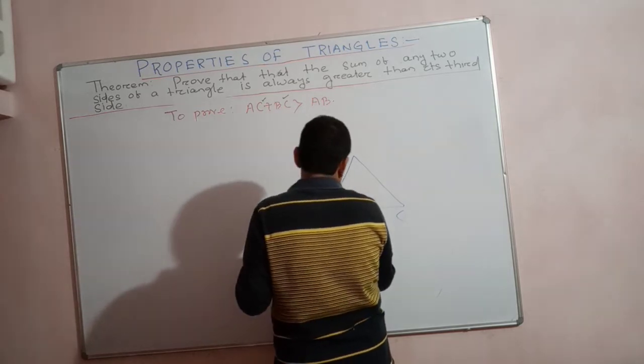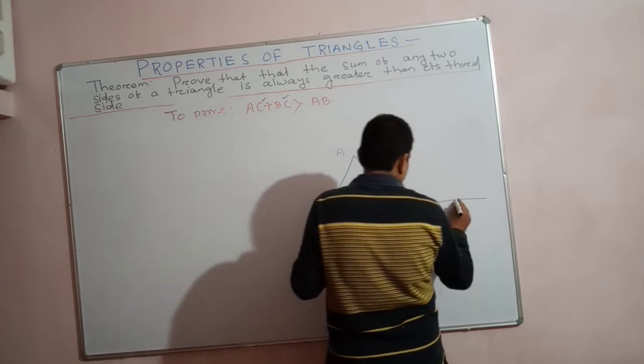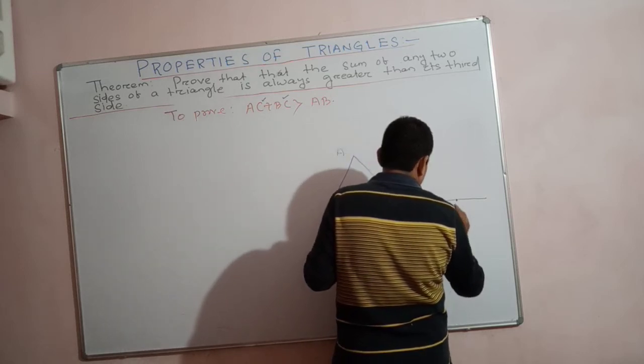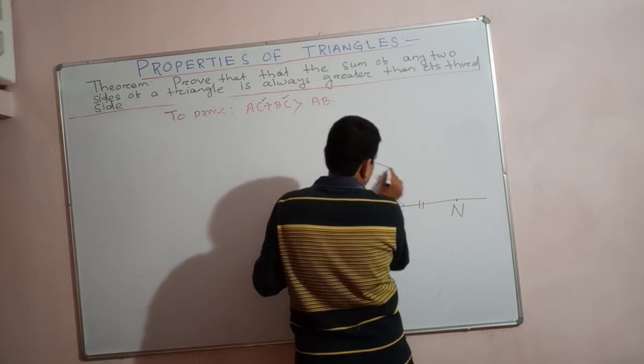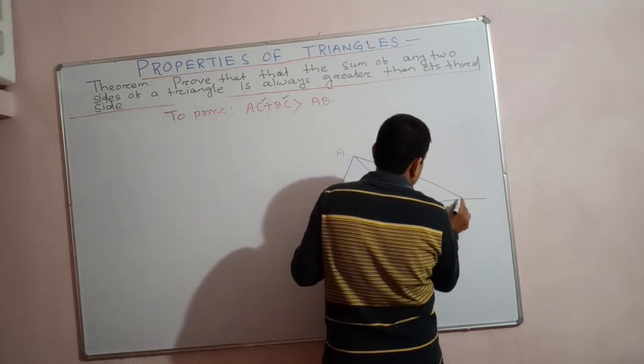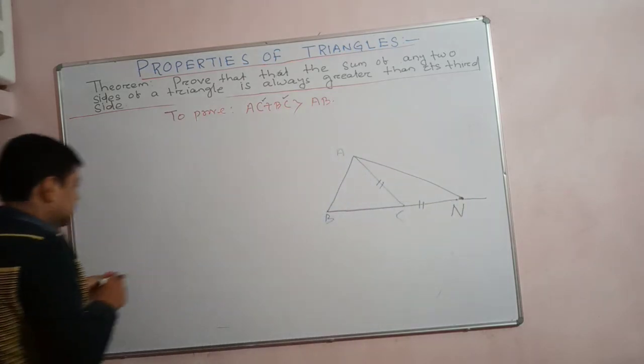So one of the sides, suppose BC, I will extend. BC will extend up to the point, suppose N, such that CN is equal to AC. And join AN. Understand? Okay. Is it clear?